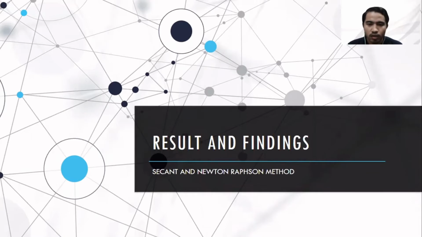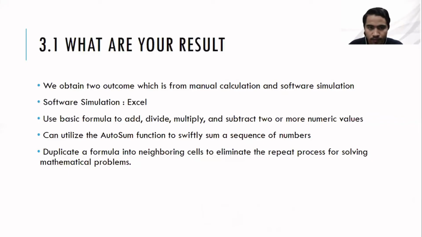So my task is to explain the results and findings for our project, which is using the secant and Newton-Raphson methods. So what are our results? We obtained two outcomes, from manual calculation and software simulation. The simulation that we use is Excel, because it uses basic formulas to add, divide, multiply, and subtract two or more values. It can also utilize the AutoSum function to simply sum a sequence of numbers. It also duplicates a formula into neighboring cells to eliminate the repeated process of solving mathematical problems.